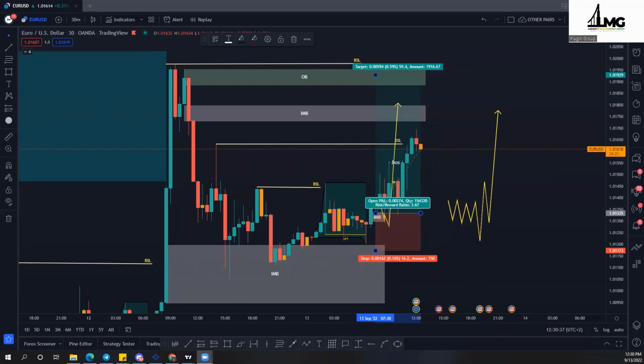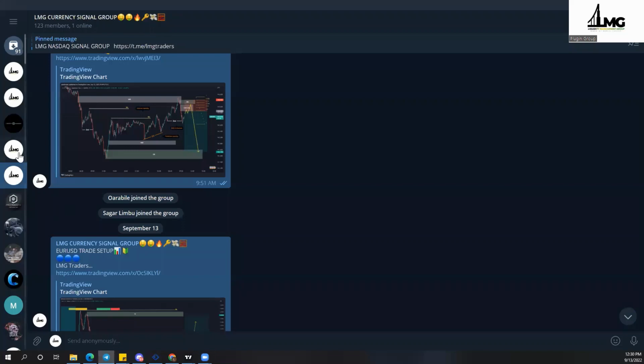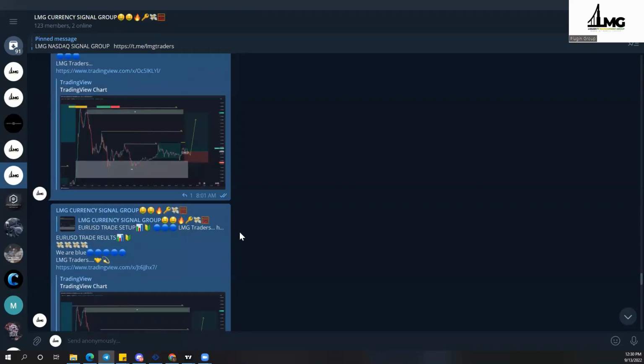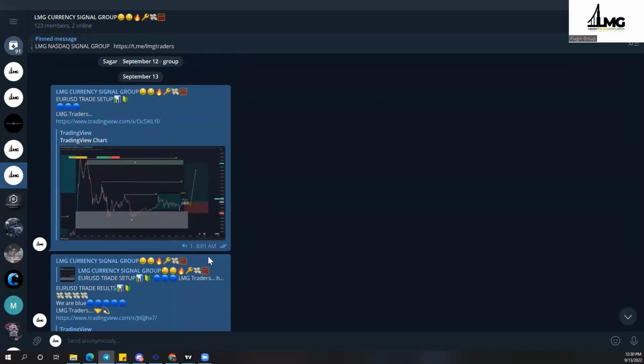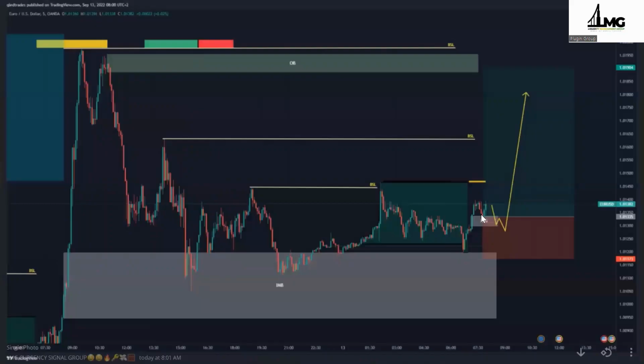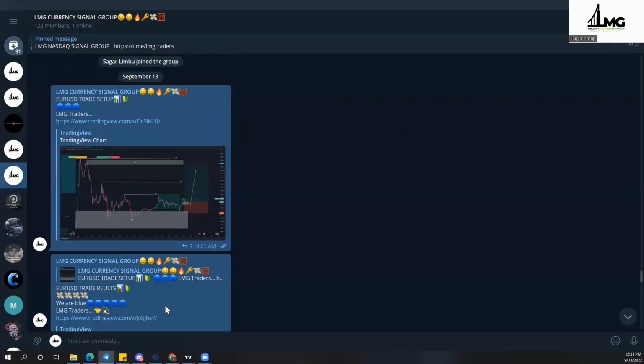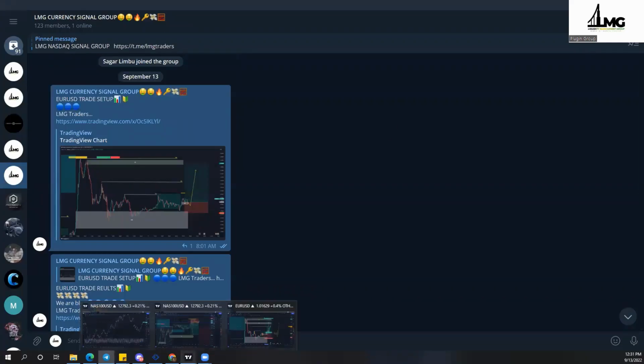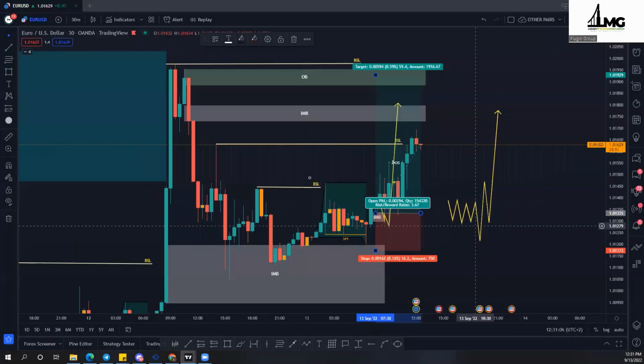So I'm going to go through the setup first, the setup that I took and sent. Early in the morning, around 8 a.m., I sent this setup. I was like, guys, I'm expecting price to fill up this imbalance and shoot to the upside. As you can see, I didn't build so much confluence on this setup, because I sent it to the premium group. So I'm going to show you how I looked at this trade.